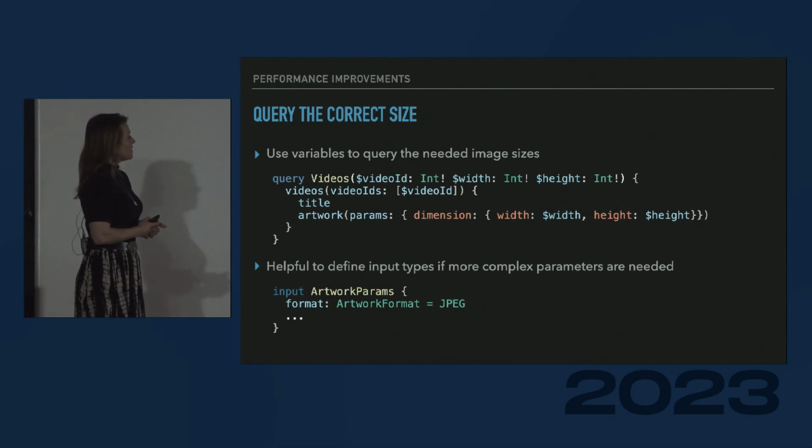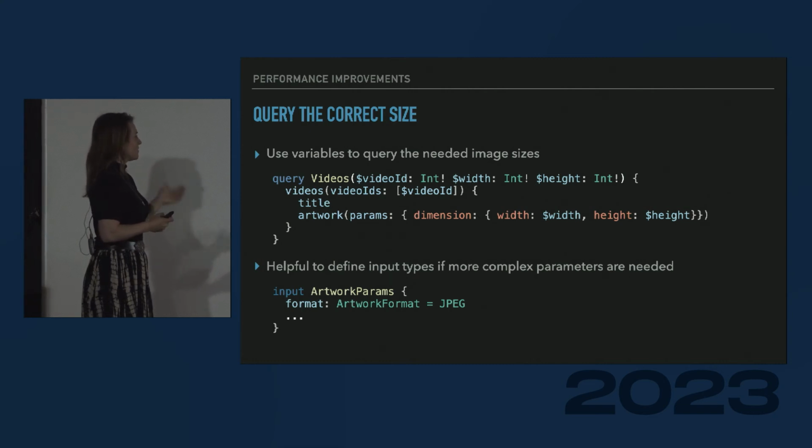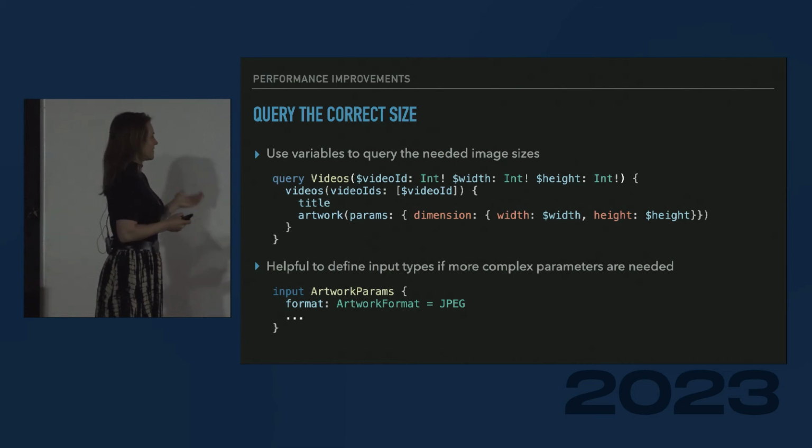If you have something more difficult, you can define something called an input type. In our case, for example, we have something called artwork parameters where we define the format of it. In this case, it's a JPEG.